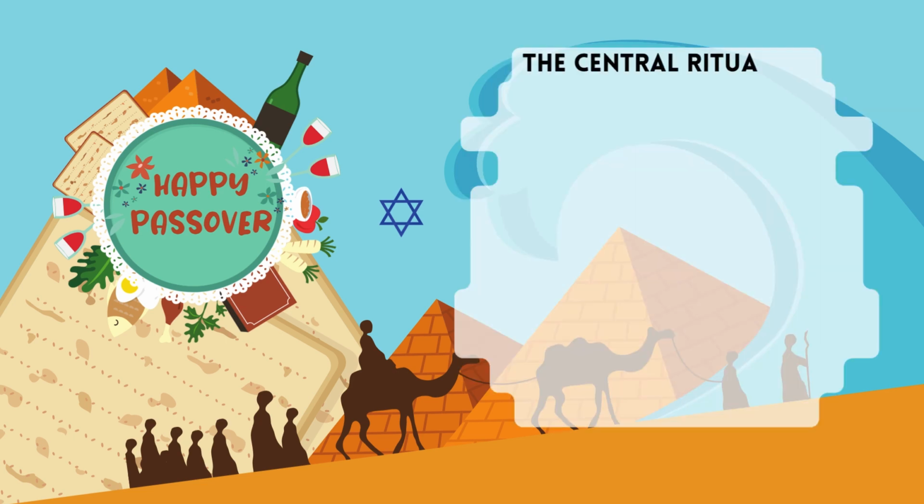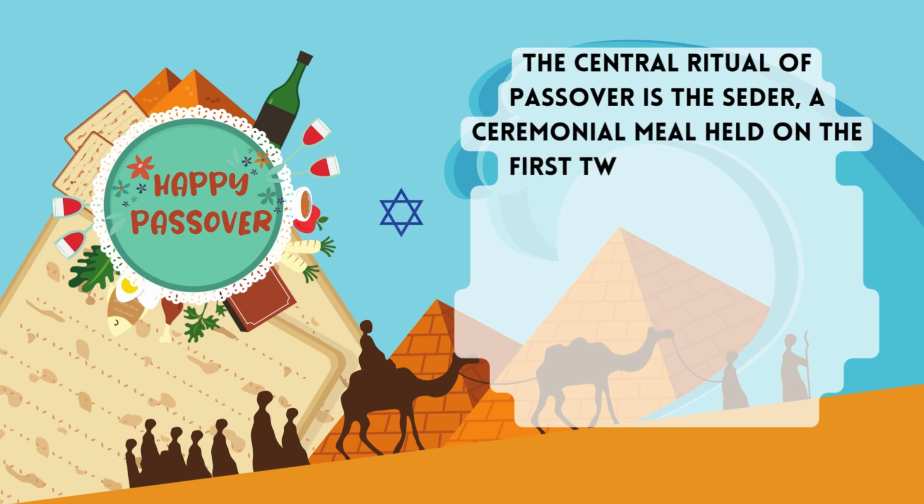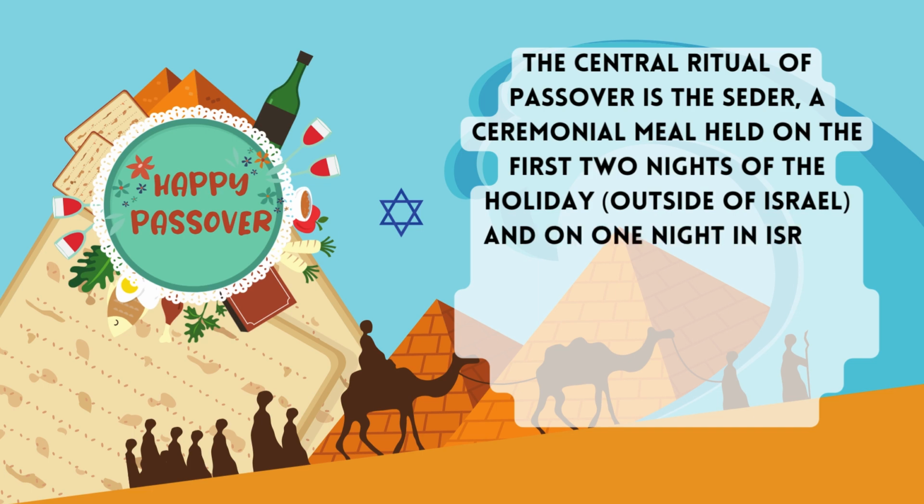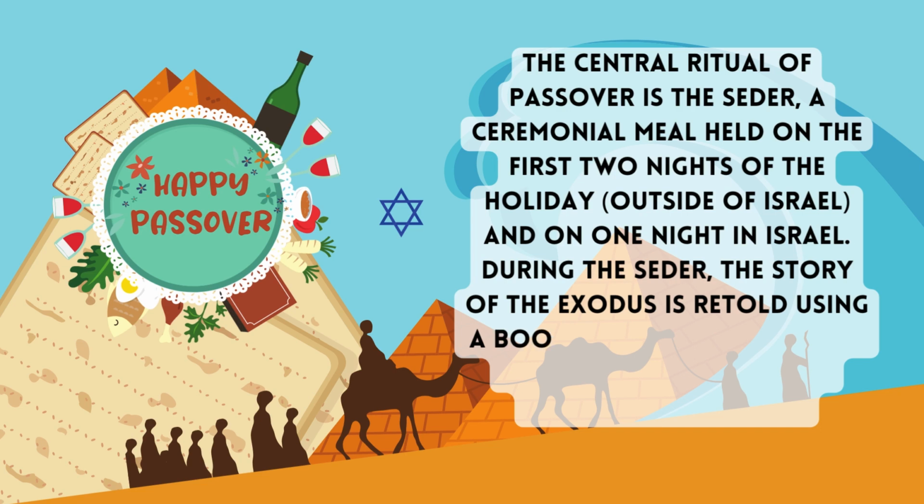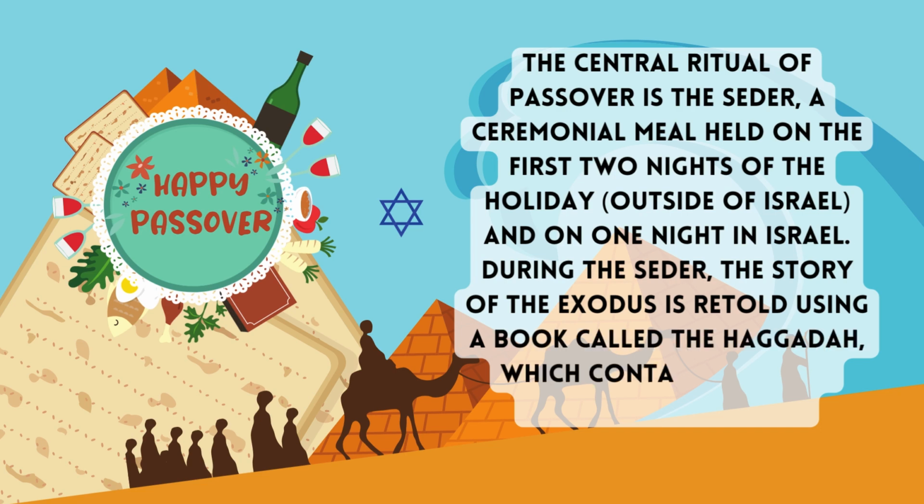The central ritual of Passover is the Seder, a ceremonial meal held on the first 2 nights of the holiday outside of Israel, and on 1 night in Israel. During the Seder, the story of the Exodus is retold using a book called the Haggadah, which contains prayers, readings, and songs.